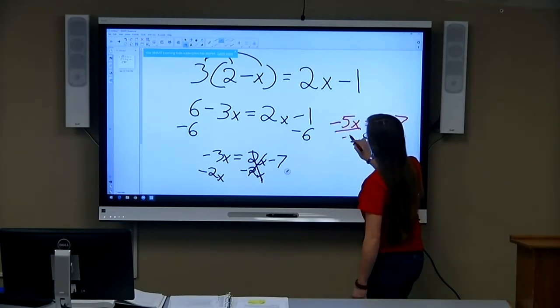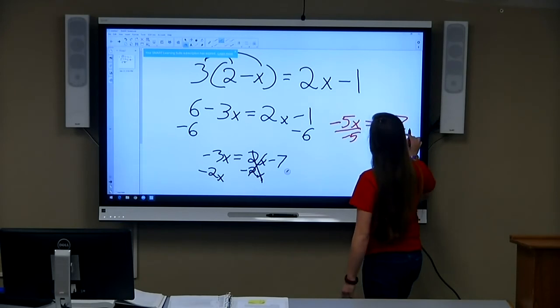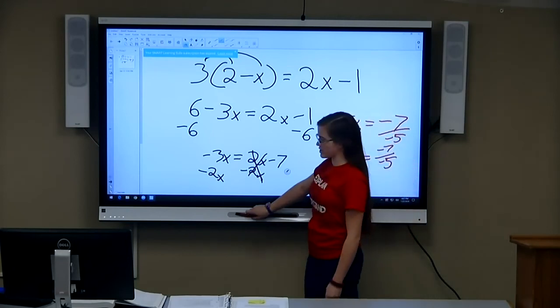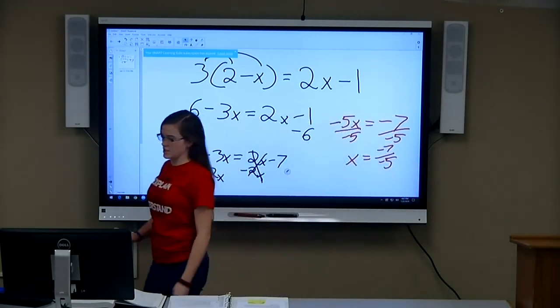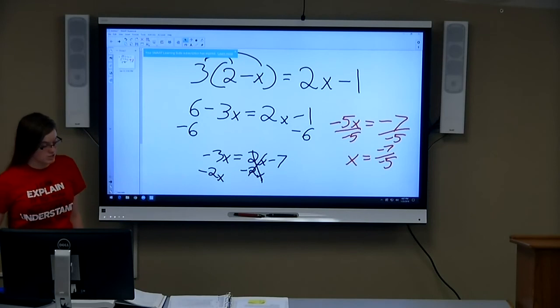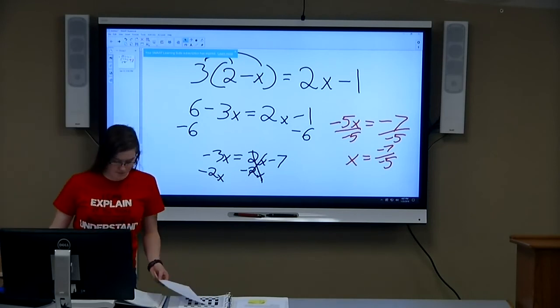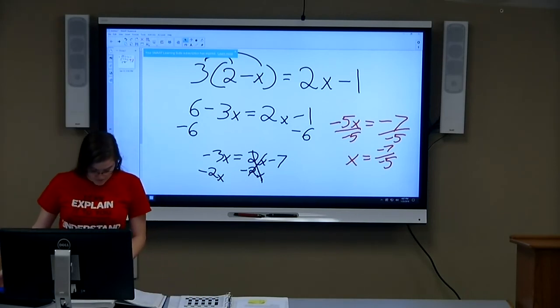Divide by negative 5 on both sides. And you'll get x equals negative 7 over negative 5. Leave your answer in fraction form because that's how Holton wants it. He doesn't want decimal form and he does not enjoy it. And he'll tell you that multiple times throughout your class period.